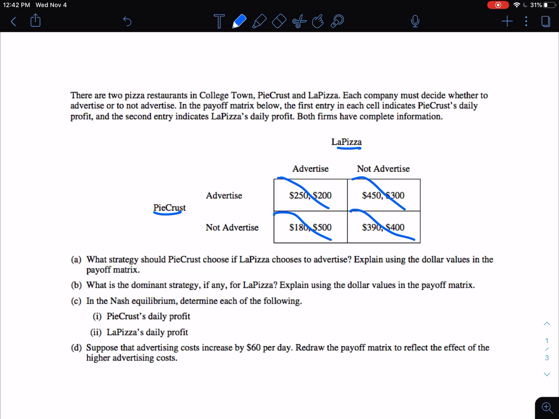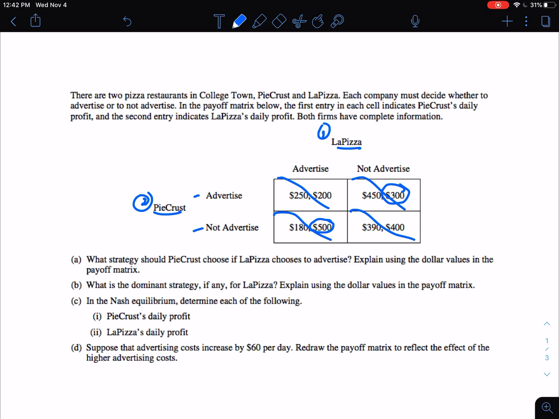So we'll do La Pizza first, and we start, of course, with if Pie Crust chooses to advertise, then La Pizza will either get 200 from advertising or 300 from not advertising, so they will not advertise. If Pie Crust doesn't advertise, then La Pizza will either get 500 from advertising or 400 from not advertising, so they will advertise. Switch to Pie Crust.